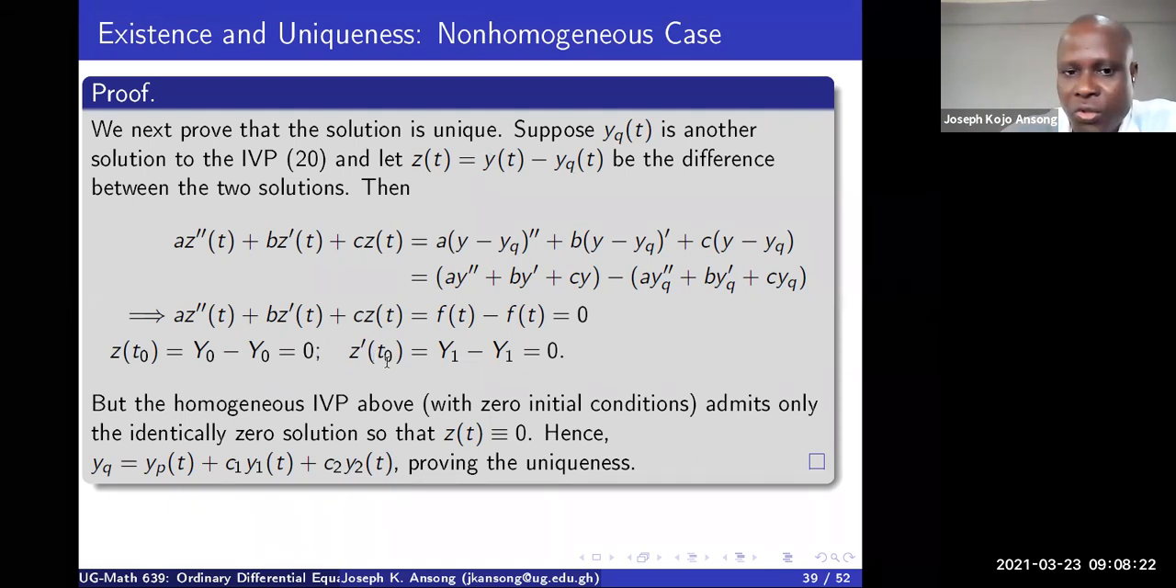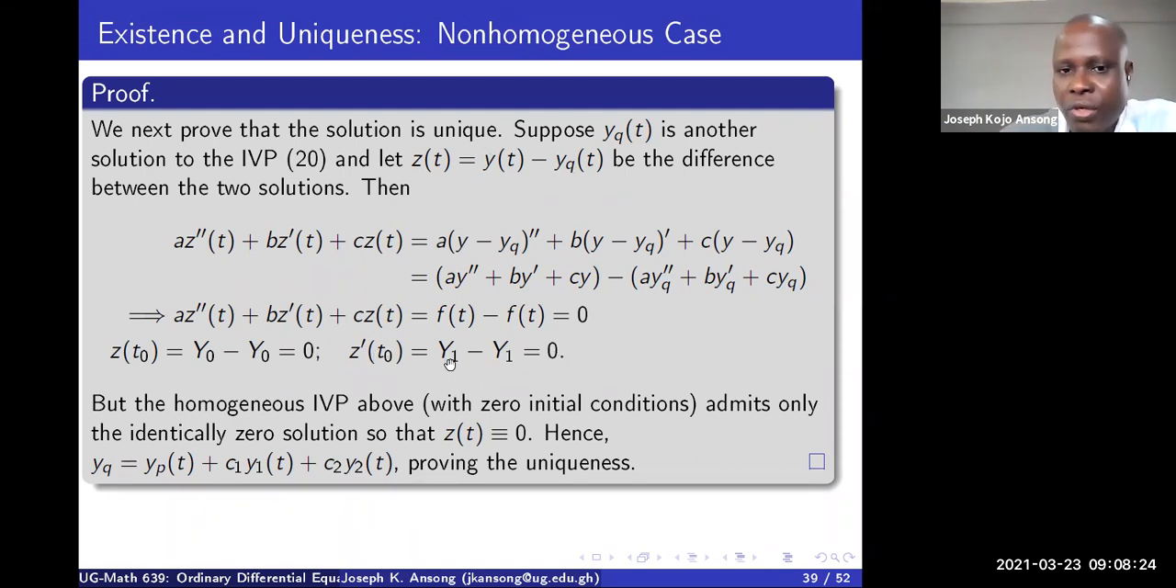And you can also show that z prime at t naught is also 0 because you have y1 minus y1, that is 0. Okay, so what we have here is a homogeneous equation, and the initial conditions are both zeros. All right, we've come across this before. So if you have the homogeneous equation with 0 initial conditions, the only solution that satisfies that homogeneous equation is the identically 0 solution.